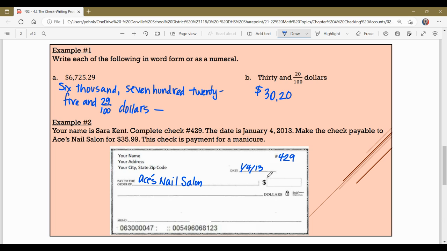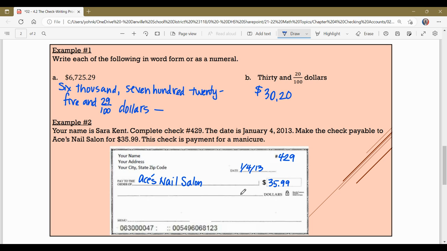In the box goes the amount. In this case, it's $35.99. You want to put the amount as far to the left as you can so that nobody can sneak another number in. You can't really sneak another decimal in. That doesn't make any sense. But some people may try to sneak a 1 in here to make it a 135. So write it as far as you can to the right or to the left.